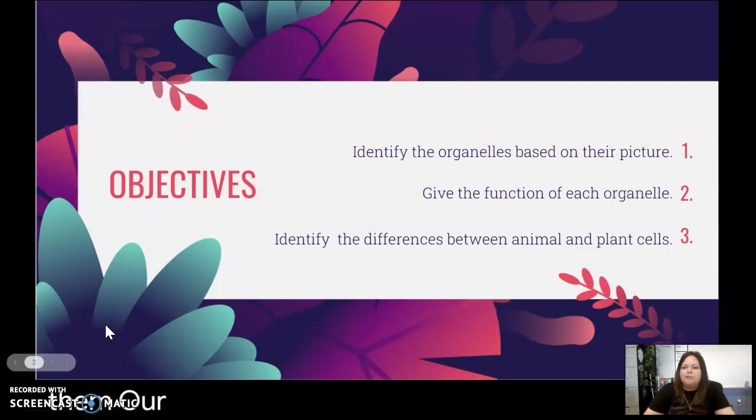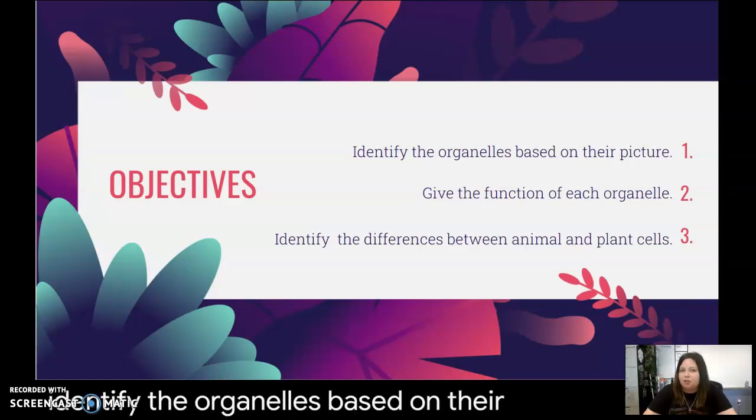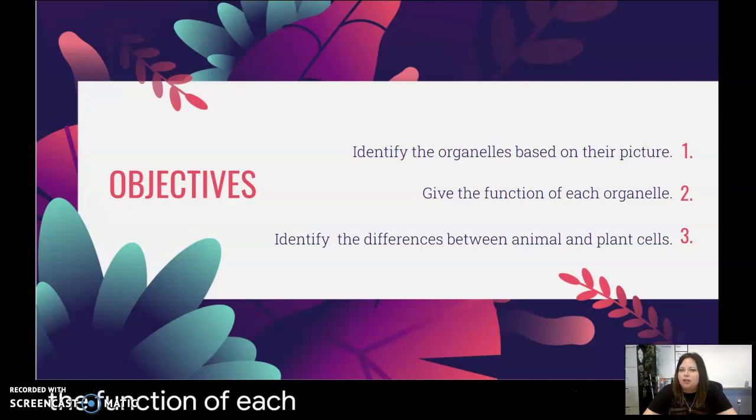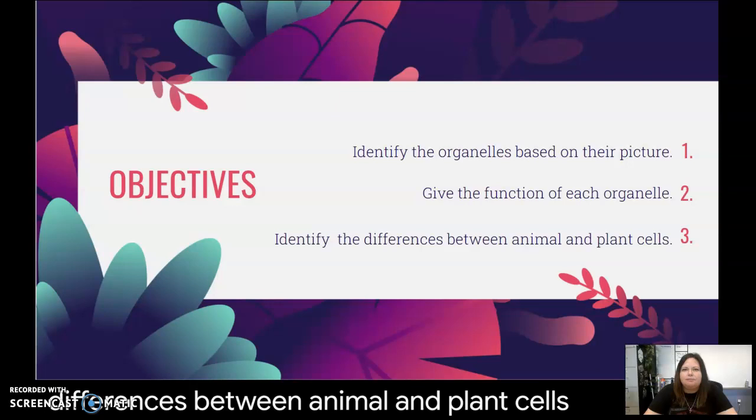All right, our objectives for this lesson are to identify the organelles based on their picture. So you're going to want to know what they look like, give the function of each organelle, and then identify the differences between animal and plant cells.